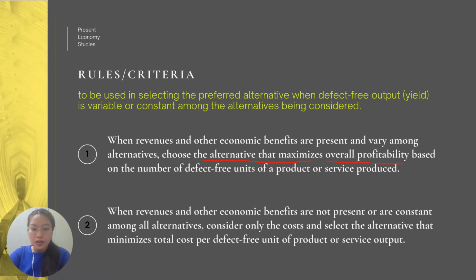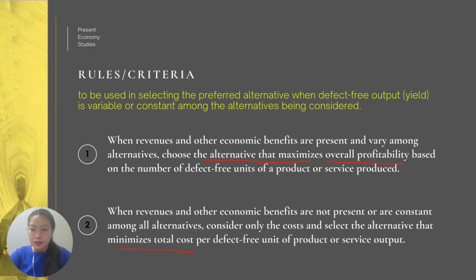Okay. Second is when revenues and other economic benefits are not present, or are constant among all alternatives, consider only the costs and select the alternative that minimizes total cost per defect-free unit of a product or service output. So you have to choose the alternative or option na maka-minimize ka sa cost, sa total cost per defect-free unit.